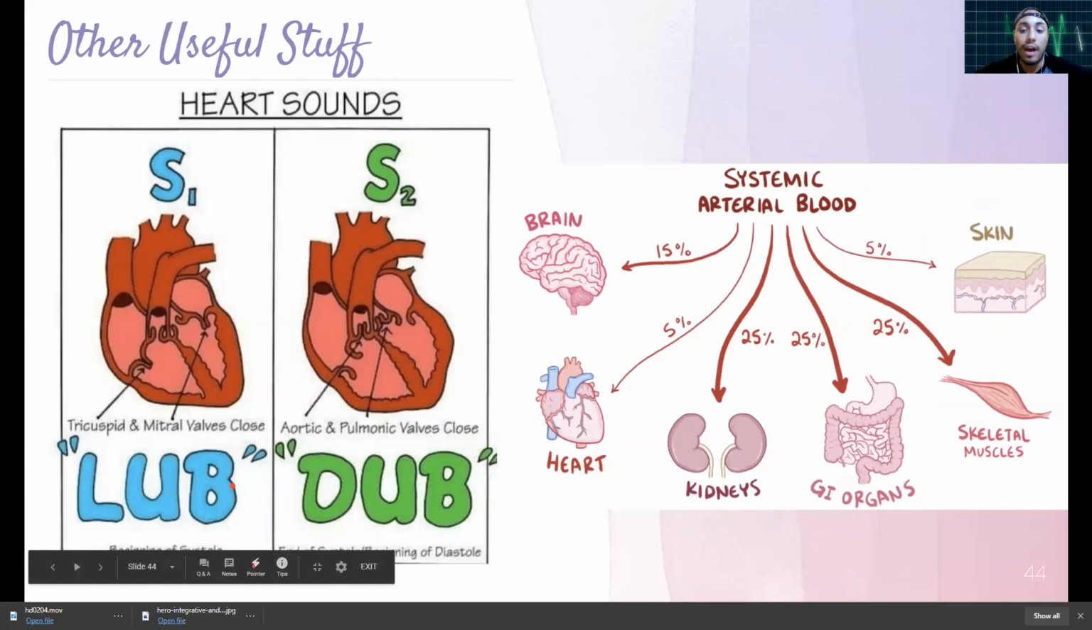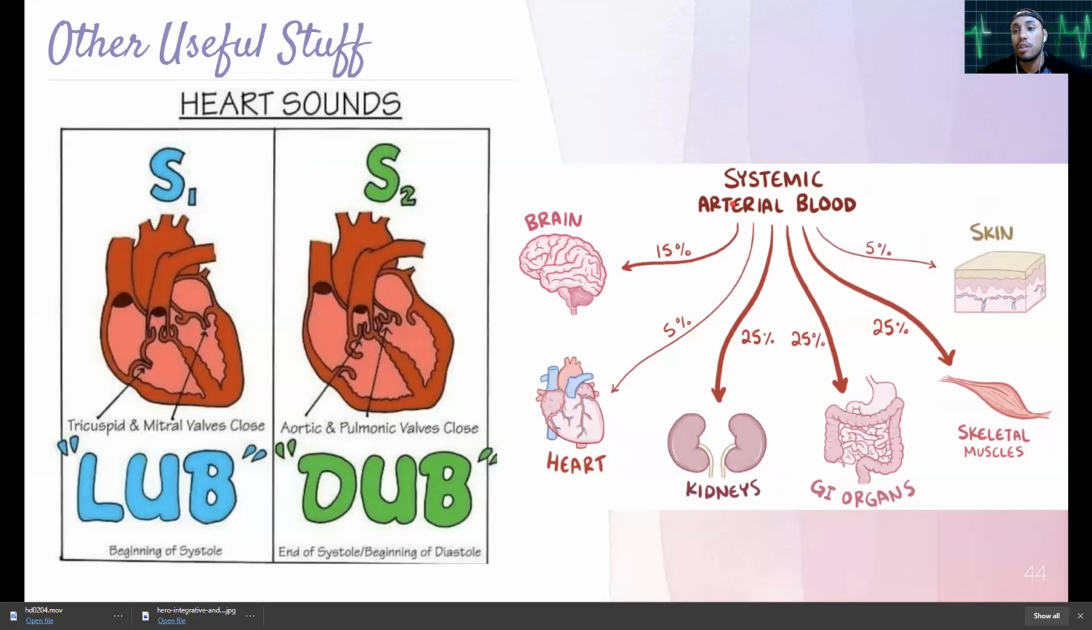Some useful stuff I throw in here. Know which valves are closing and making the lub sound or the dub sound. This also helps you understand what part of the cardiac cycle you're in. You've got lub happening, know which valves just closed, and then where the blood flow is going to proceed to next after it's made its way through that part of the valves.